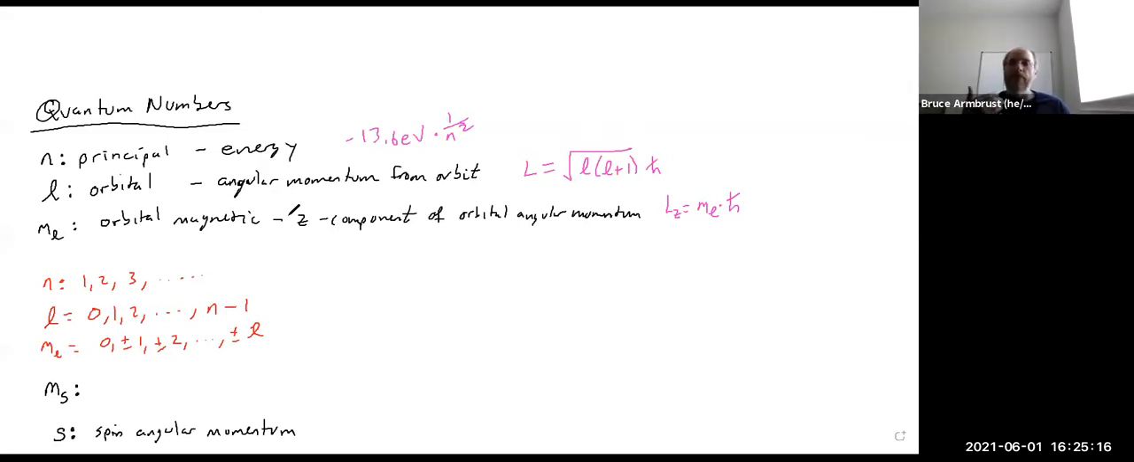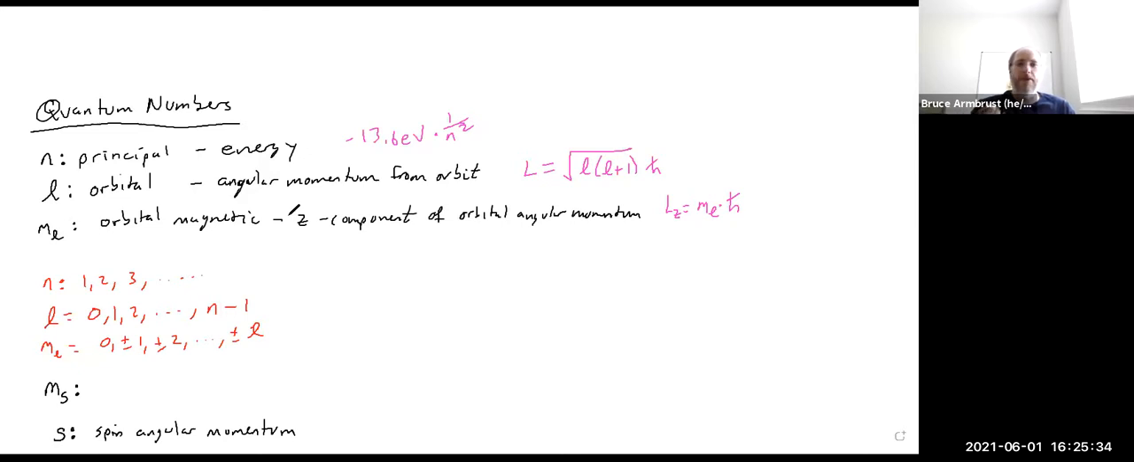Okay, so when they were modeling this, they said, all right, well, if we've got electrons that are going around the nucleus like this, the electrons are also free to spin. So they call this spin angular momentum. Now, do electrons really do that? No.